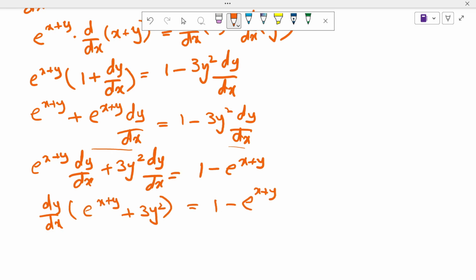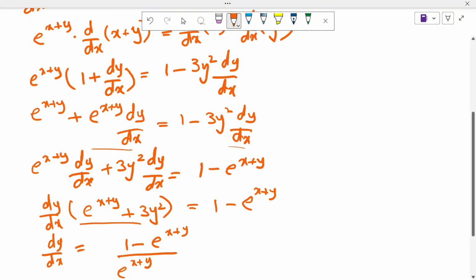So in the question we need only dy by dx, so we don't need the other part. So we will take it to the other side. So the final answer will be 1 minus e power x plus y divided by e power x plus y plus 3y square. So this is the final answer.